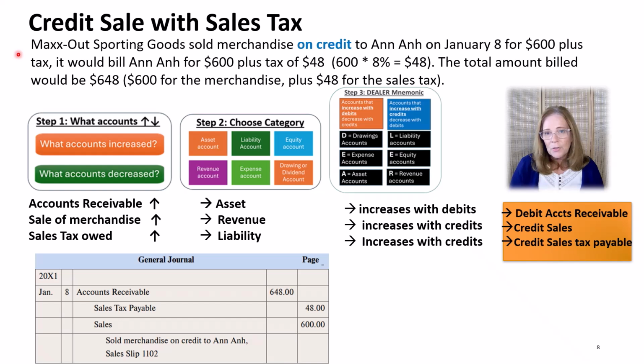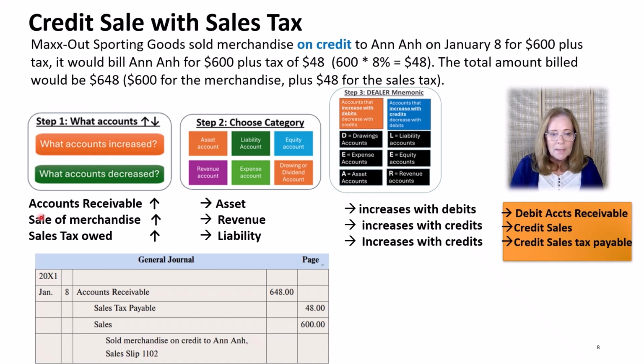This next transaction is very similar, but instead of collecting the cash immediately from the customer, in this case, the customer purchases merchandise on credit for $600 plus sales tax. So let's analyze this transaction. First, accounts receivable increased, and accounts receivable are assets, and assets increase with debits. So we need to debit accounts receivable.